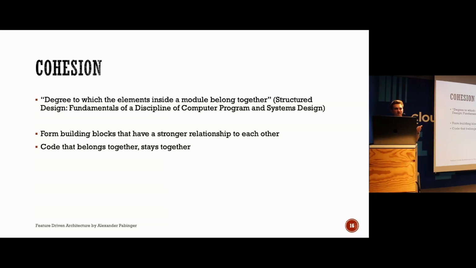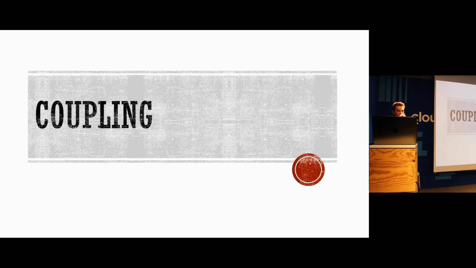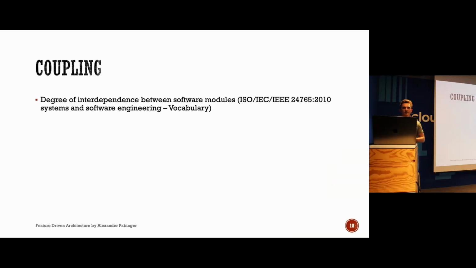And who knows what the big brother or sister of cohesion is? Coupling. I already talked about that. Coupling is the degree of interdependence between software modules. And I already mentioned that software architectures aim for low coupling, and therefore they provide structures like the clean architecture or onion architecture and so on.